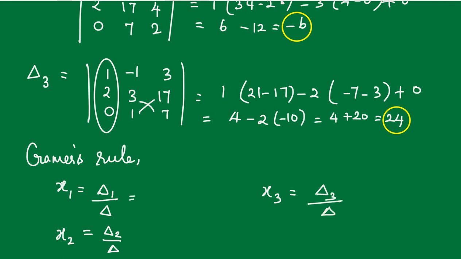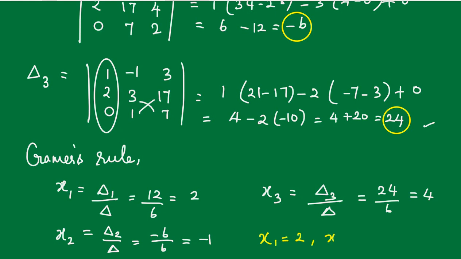Delta 1, we have got the answer as 12. Delta is 6, so the value is equal to 2. Delta 2, as we saw, is equal to minus 6 divided by 6, which is equal to minus 1. Delta 3 is equal to 24 divided by 6, which is equal to 4. Therefore, the answer is x1 is equal to 2, x2 is equal to minus 1, and x3 is equal to 4.